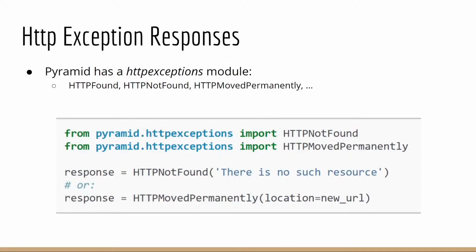Pyramid also supports HTTP response status. The HTTP exceptions module contains classes for each kind of error response, where you can insert appropriate error bodies, for example an error message for the HTTP not found, or a new URI for the redirection.